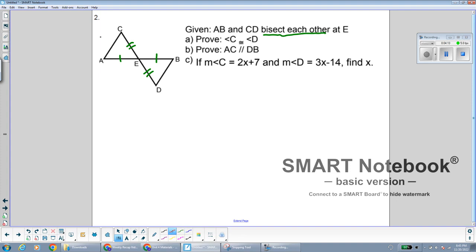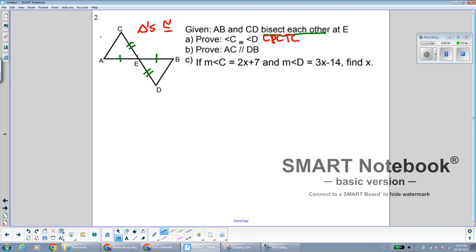In part A, it says that we need to prove that angle C is congruent to angle D. If you notice, angle C and angle D are in the same spots in the two different triangles, so they are corresponding angles. We're going to ultimately prove that corresponding angles are congruent using CPCTC. But remember, before we can use CPCTC, we need to prove that the triangles are congruent. Once we know that the triangles are congruent to each other, then we know the corresponding angles are also congruent with CPCTC. So looking at the information I have, I already have two pairs of congruent corresponding sides.